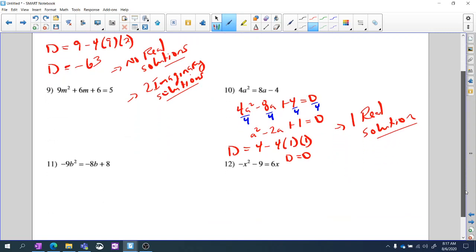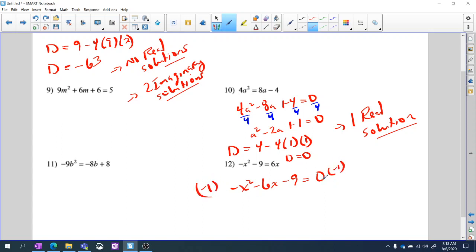Let's try this one down here. So I'm going to have negative x squared, take away 6x, take away 9 equals 0. Now I talked to you about this in one of my earlier videos. I never like working with a negative in front of my x squared term. I'm just going to multiply all these by negative 1, both sides of the equation. And remember, when the right side is a 0, it won't switch on us. So I'm going to get x squared plus 6x plus 9 equals 0.